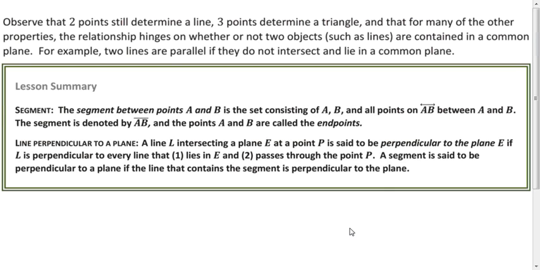So 2 points still give us a line, 3 points still give us a triangle, and a lot of other properties are very similar to what we had in 2 dimensions. Just the relationship depends on whether or not the lines are on the same plane. So before we had parallel lines, but now there's the case that we can have skew lines. And here's a couple vocabulary terms to help review.